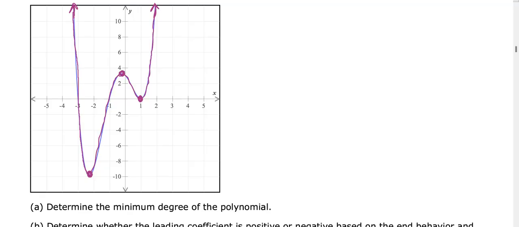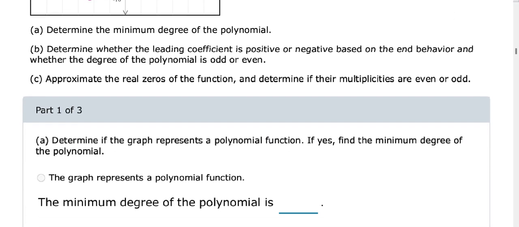So that means that it has to be of degree 4. Remember, there's n minus 1 turning points for a polynomial of order n. Since there are 3 turning points, it's a degree 4. The graph does represent a polynomial. The minimum degree is 4.